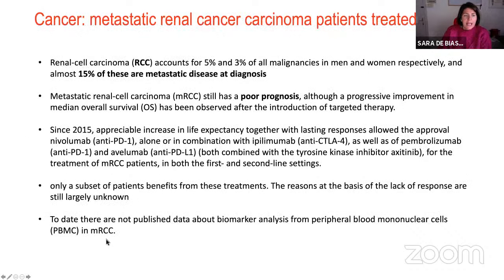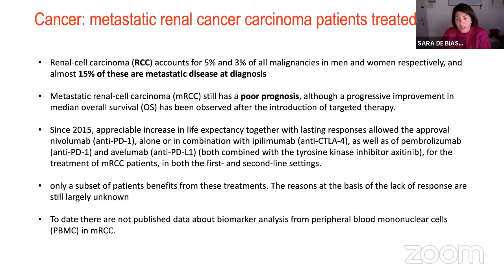The second example I would like to bring to you is another study we performed on metastatic renal cell carcinoma patients treated with immune checkpoint inhibitors. Renal cell carcinoma accounts for 3 to 5% of all malignancies, and 15% of these are metastatic disease at diagnosis. And this metastatic renal cell carcinoma still has a poor prognosis. Even if in 2015 there was an appreciable increase of life expectancy due to the introduction of immune checkpoint inhibitors such as anti-CTLA-4, anti-PD-1, and anti-PD-L1, a lot of patients do not respond to therapy.